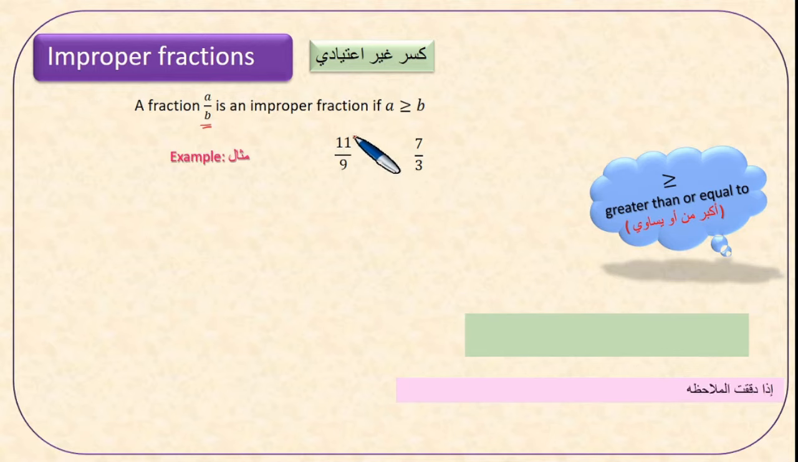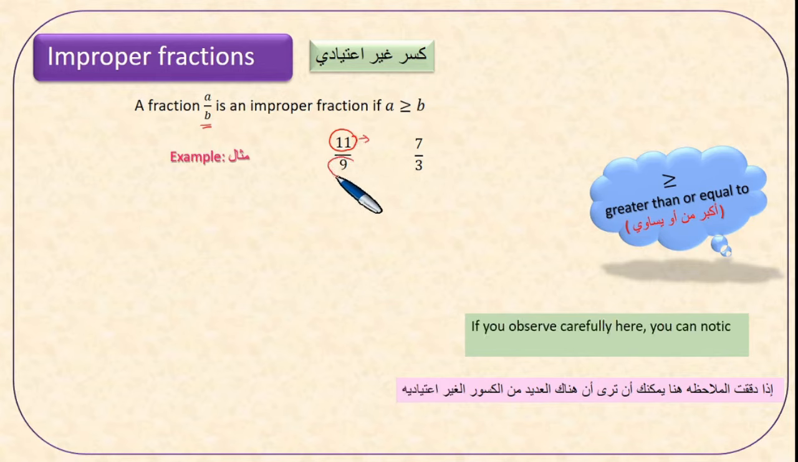Here 11, which is in the numerator, is the bigger number, and the denominator is the part of the whole, one whole divided into 9 pieces. Something different here. If you observe, an improper fraction is always more than 1. It is always more than 1, right? The total is 11 pieces out of 9 pieces, looking different, right? Let me explain this with an example. Here the numerator is 7, the denominator is 3. How is it possible to get 7 pieces out of 3? How is it possible to get 11 pieces out of 9?